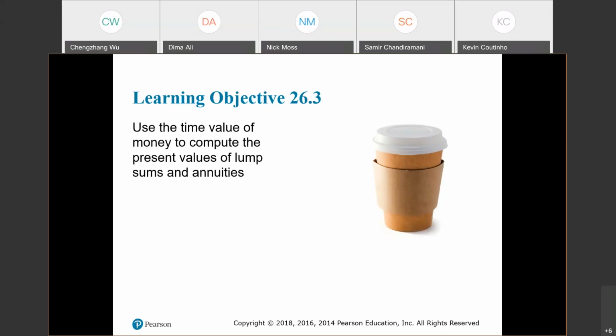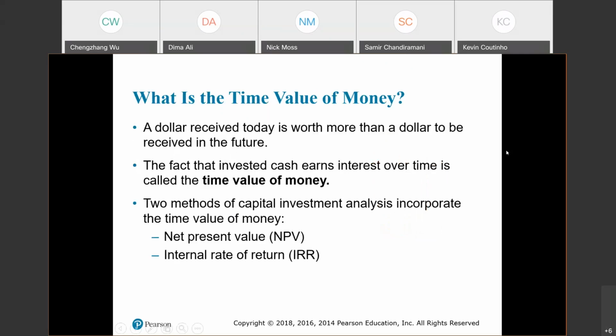What is that? It simply means a dollar received today is worth more than a dollar to be received in the future, because you can loan today's dollars and earn additional interest. So you'll have more cash in the future. So this fact that invested cash earns interest over time is called time value of money.